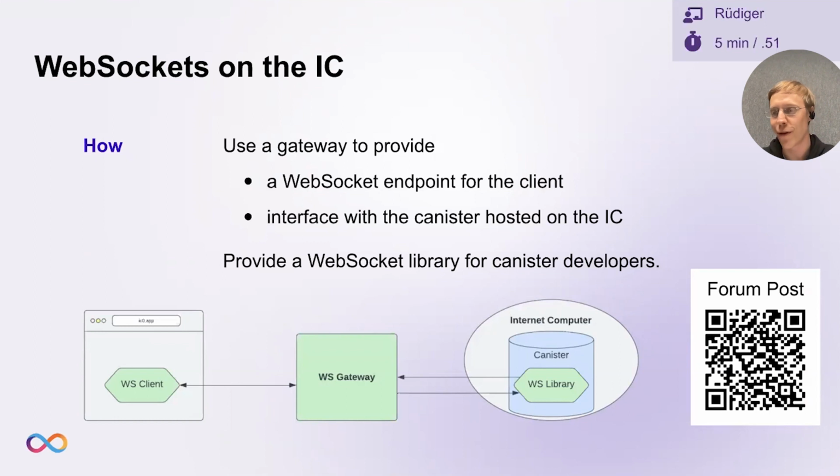And this is not really a natural fit for the IC, where the canister is replicated across multiple machines in a subnet. So what we do is we use a gateway, which acts as an intermediary between the client and the canister on the backend. And this gateway provides, on the one hand, a WebSocket interface for the client. So the client can establish this one-to-one connection, and the gateway interfaces with the canister hosted on the IC.